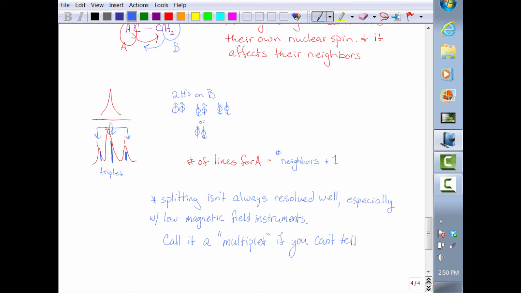So there's 3 lines because on these, there's 2 hydrogens. That's right.